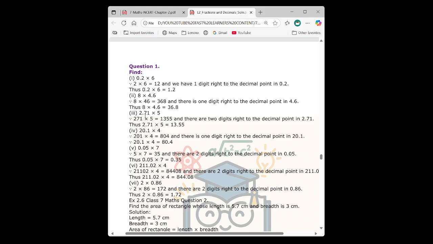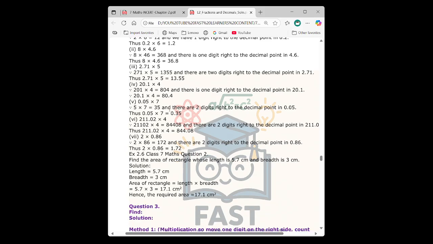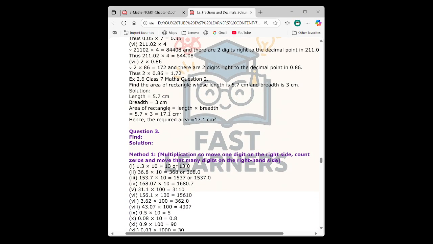Here count 1 and 2 digits, and then after the decimal point 2 digits are there. So here after you get the answer of multiplication, cut 2 digits from the back. Here 20.1 is given. So after the decimal point only one digit is there. So you cut it from the back. Okay, multiply 201 by 4 and then cut one digit from the back. So this is how you do all of this.